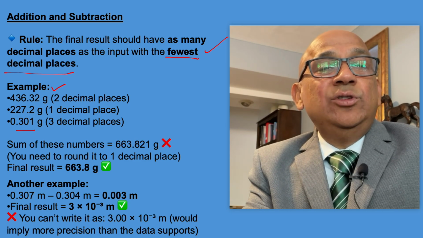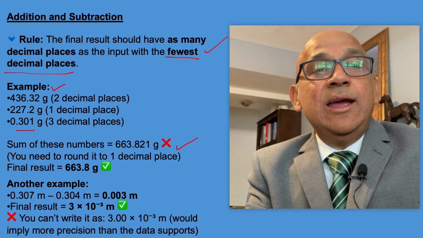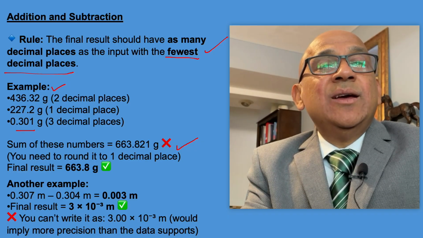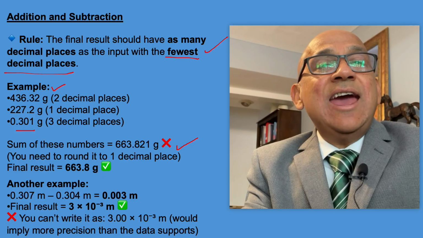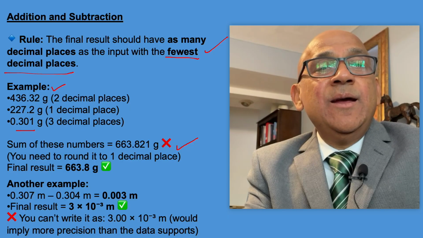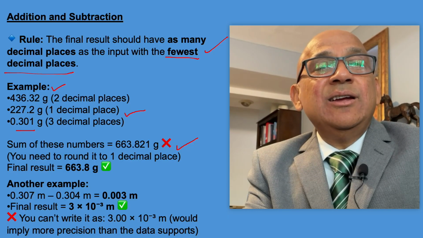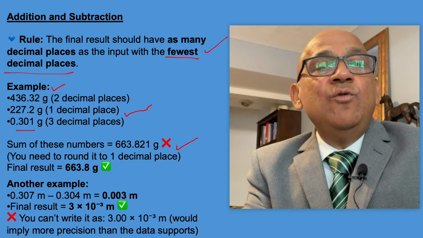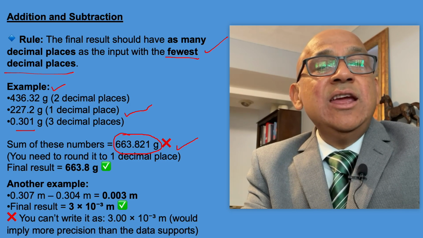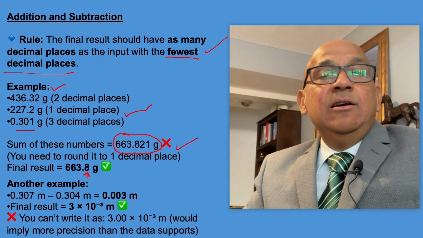If you use a simple calculator, you will get the sum as 663.821 gram. But this will be the wrong way of writing your result, because the final result should have as many decimal places as the input with the fewest decimal places. The fewest decimal places, in this case, is 227.2, with only one decimal place. So it is not right to write your result with so many numbers after the decimal. You should write only till one decimal place. So it will be 663.8 gram.